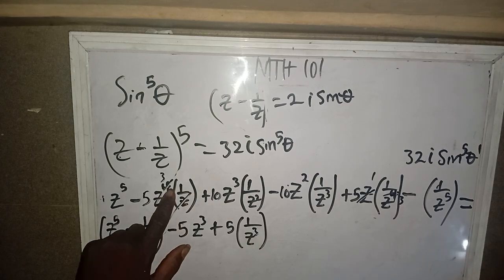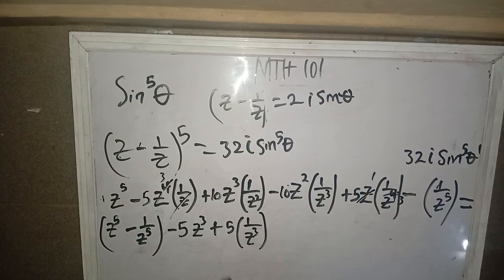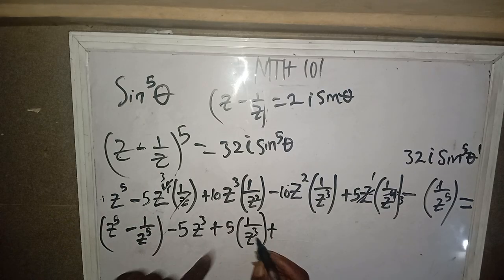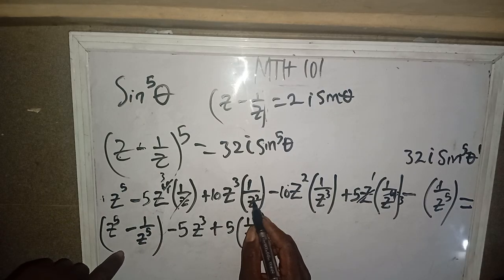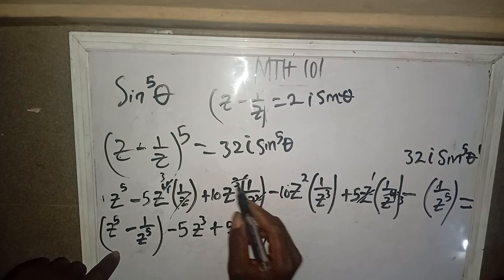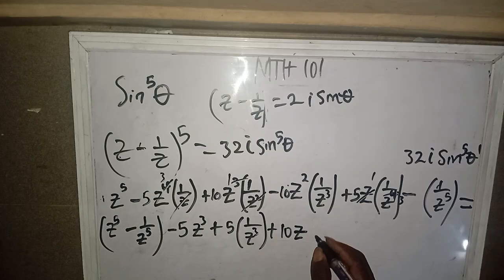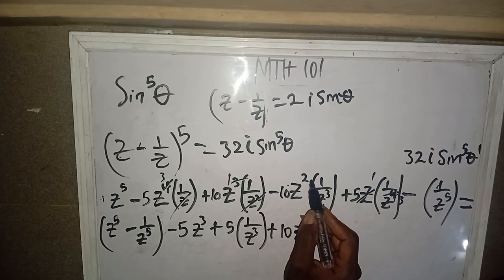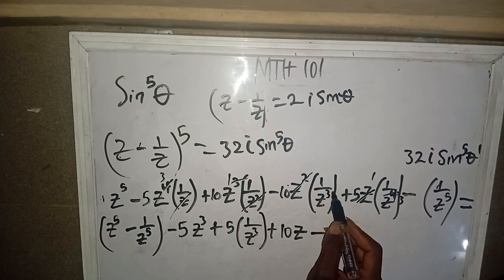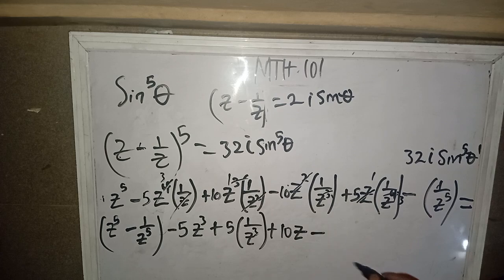Now here, if this one cancels this, you have cube left here. So plus here, we have z square. We remove 2, so you have 1 left here. So this one will be 10z, minus, this one is z square. It will remove 2 out of this, you have 1 left here. Minus 10 multiplied by 1 over z. Do we get that?